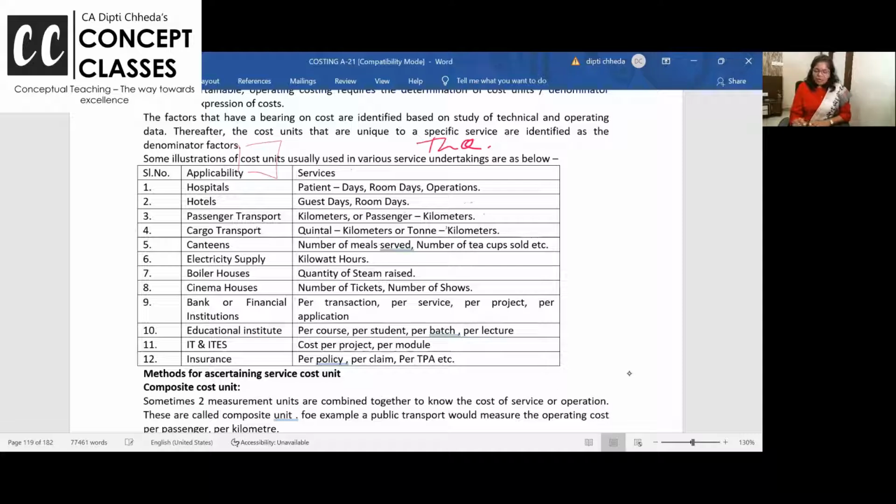If it is cargo, it is ton kilometers. I want to give this example of cargo. Have you ever booked a courier service? Yeah? Sometimes we send something by courier, like pickles, gifts. It's always about food; we can send other gifts also.